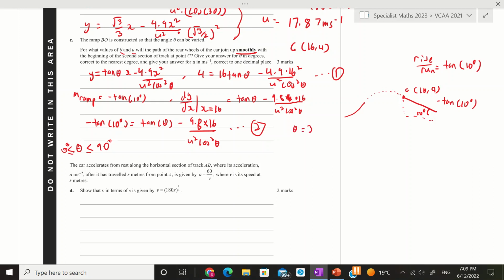Theta is equal to 34.07154998 and u is equal to 16.371132. Well, we wanted the answer for theta in degrees, correct to the nearest degree. Therefore, theta is equal to 34 degrees, and we wanted u to one decimal place, so the initial velocity is 16.4 meters per second, and that's our answer.